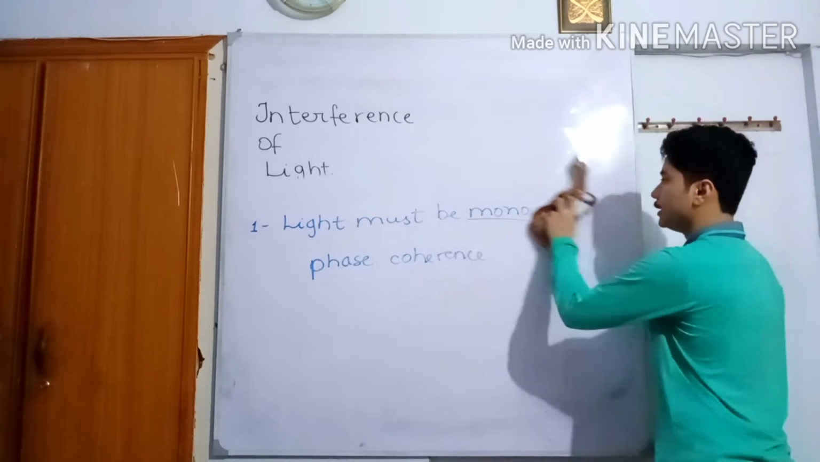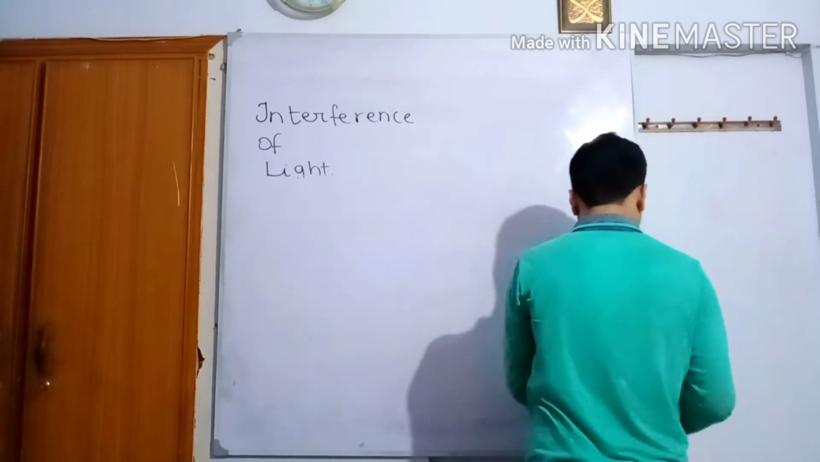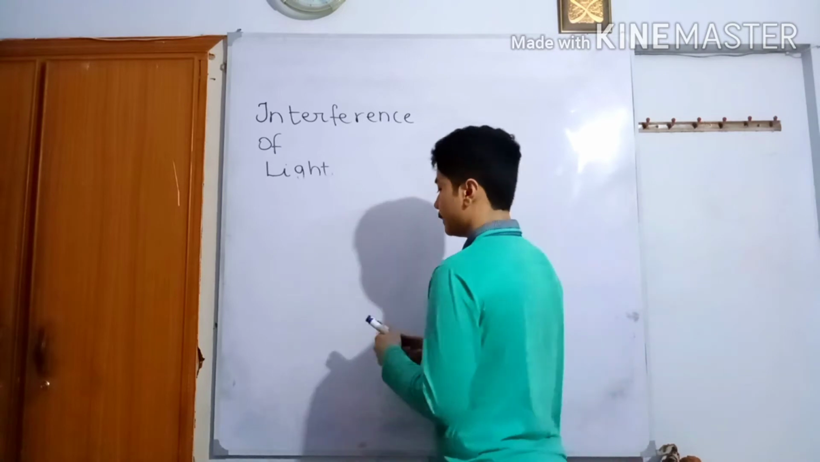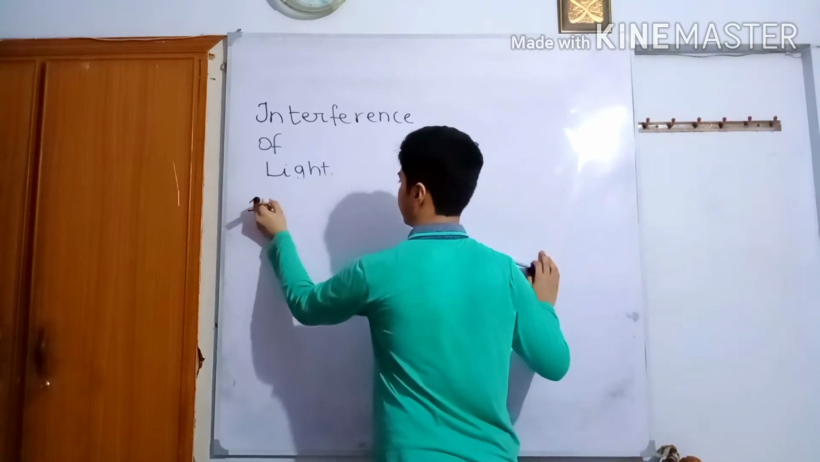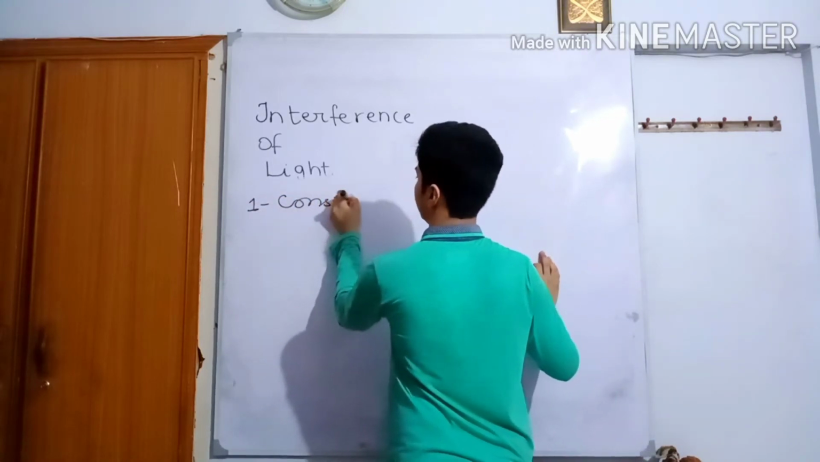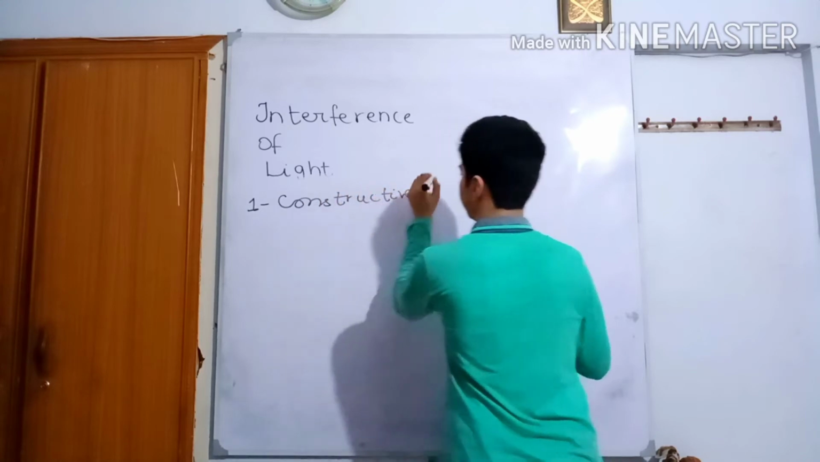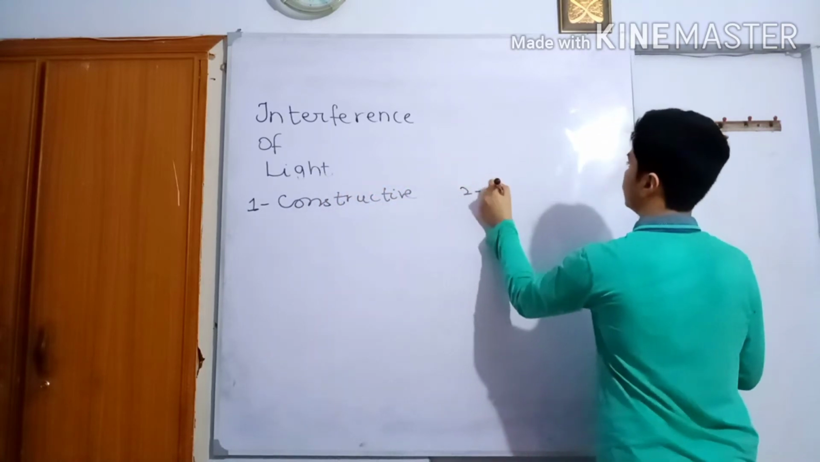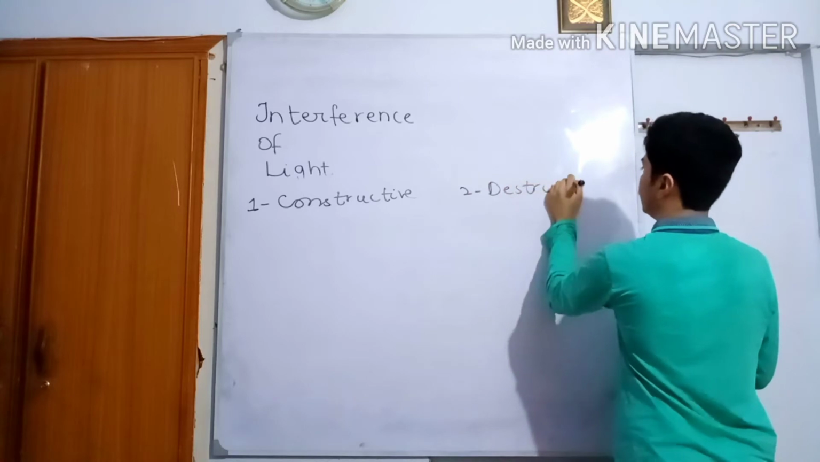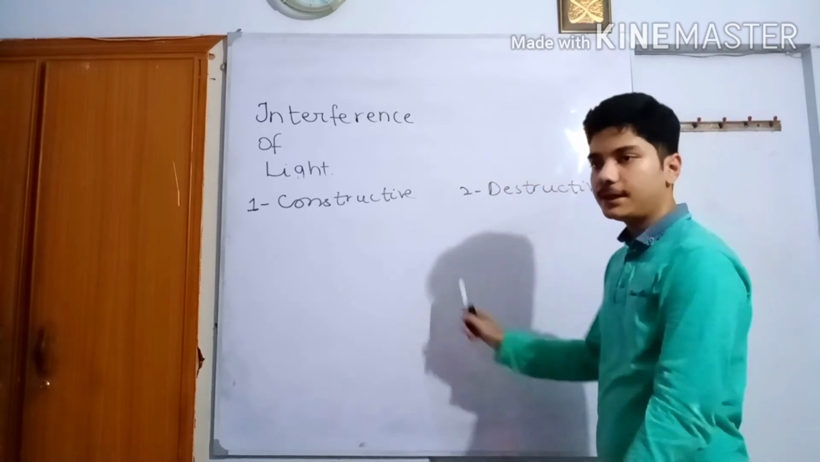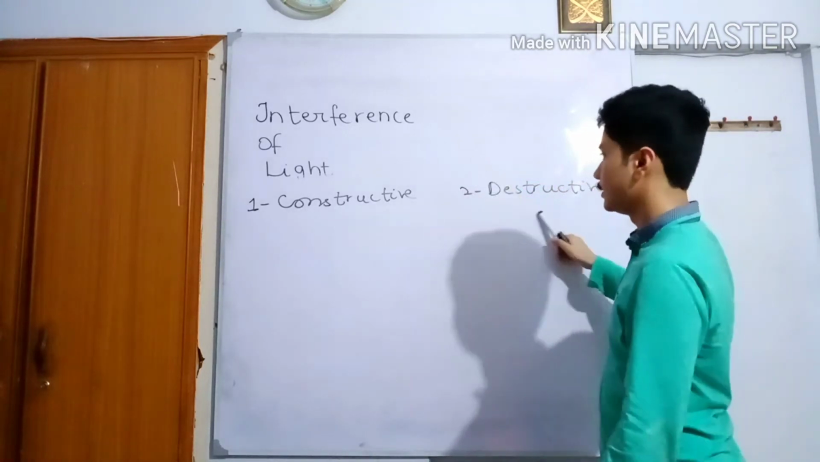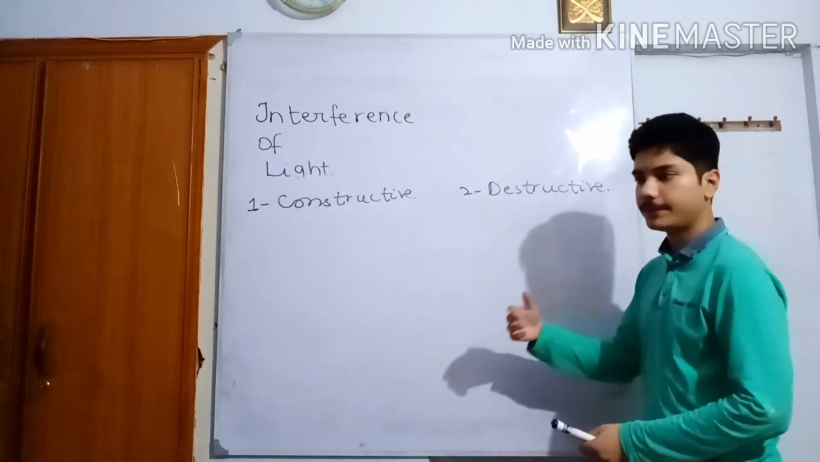So let's go straight into another thing. There are 2 types of interference of light. Number 1 is constructive interference, and number 2 is destructive interference. There are 2 interferences of light: constructive interference and destructive interference. Now what is the difference between them?